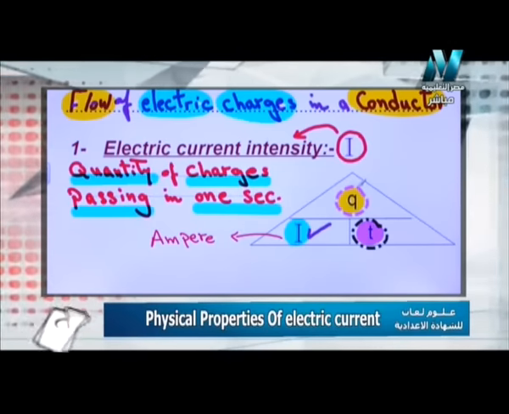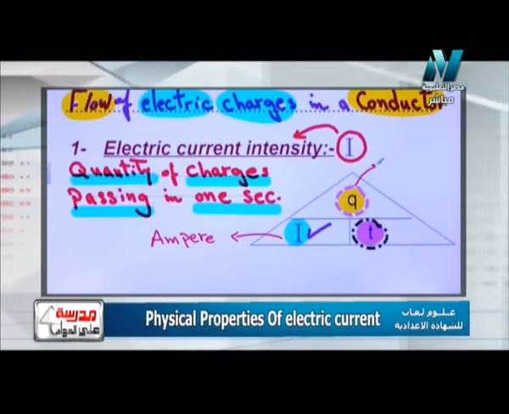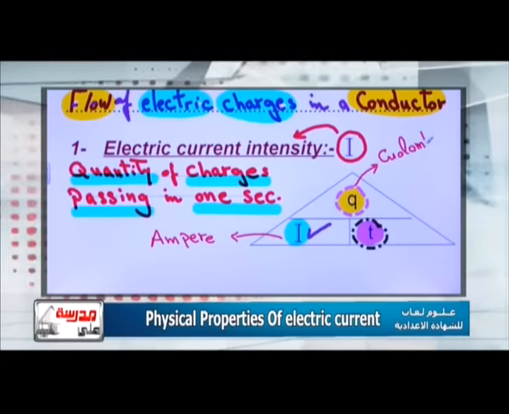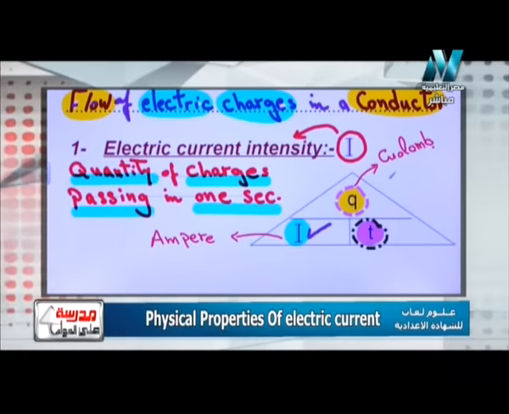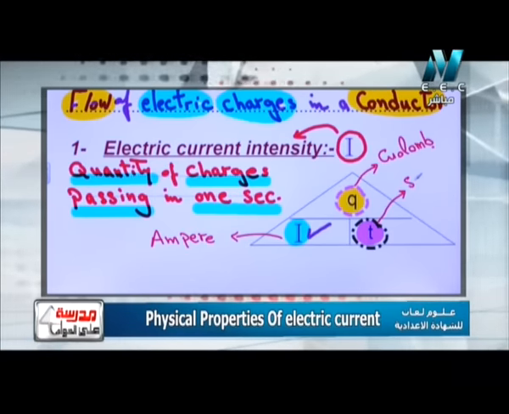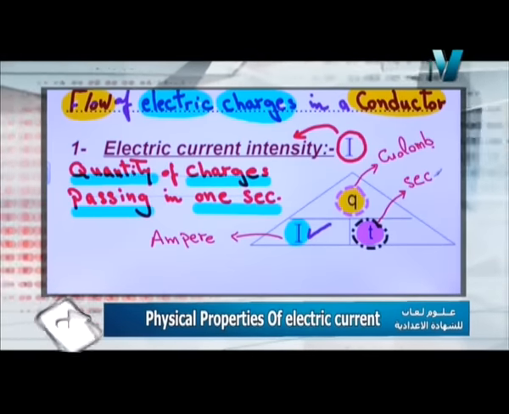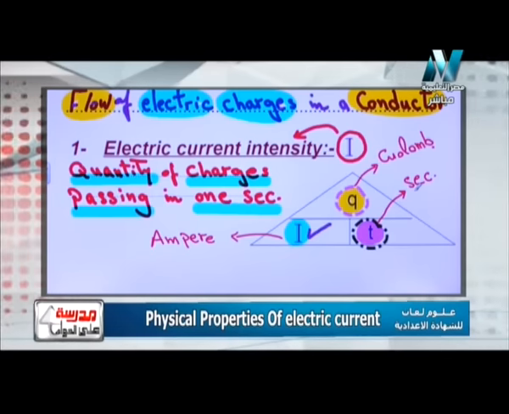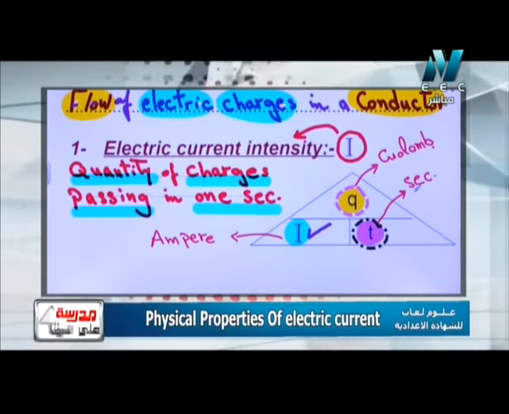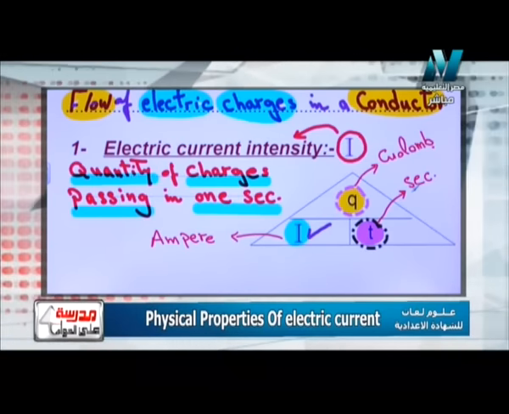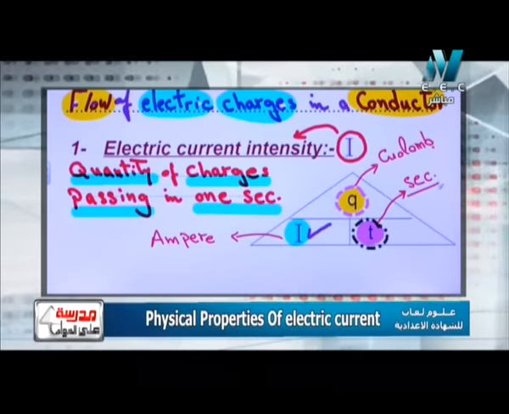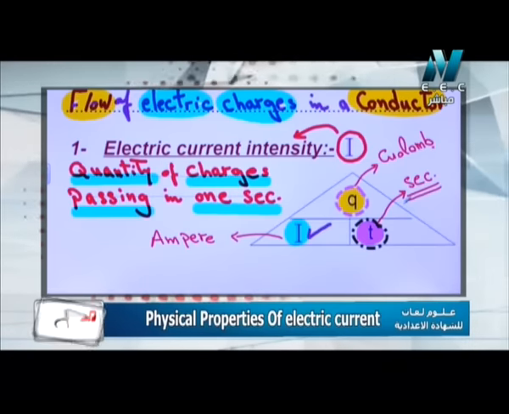And the measuring unit of the quantity of charge is coulomb. The B is silent. And the measuring unit of time here is second. So if we have time in minutes in problems, we should convert time from minute to second by multiplying by 60, because the measuring unit of time is second, as you see in front of you.